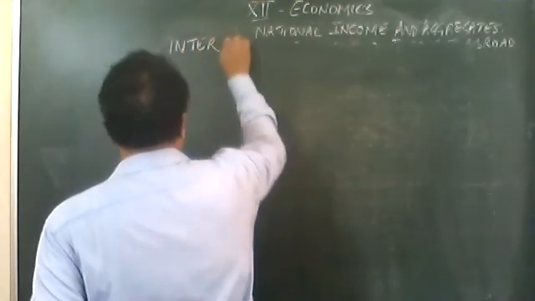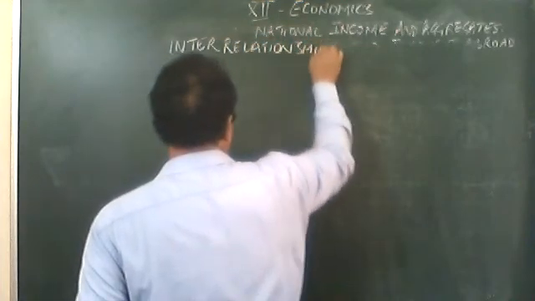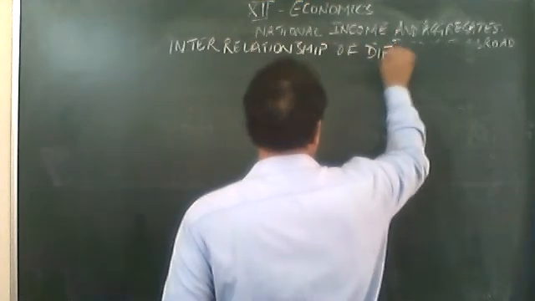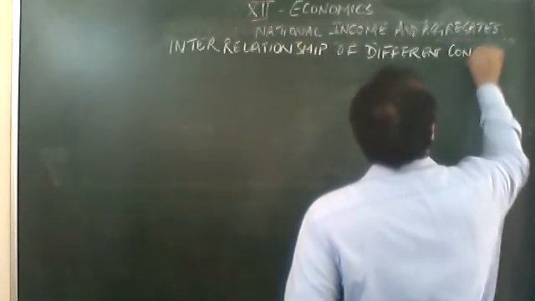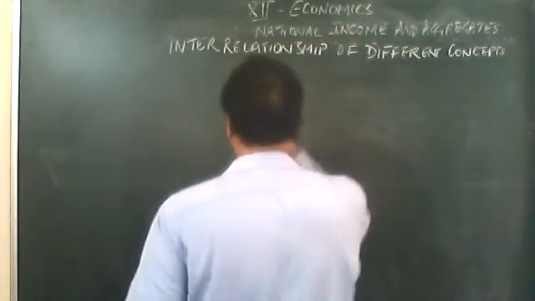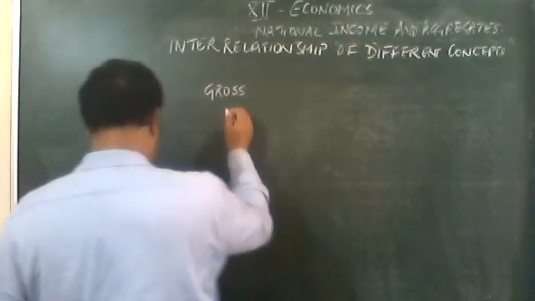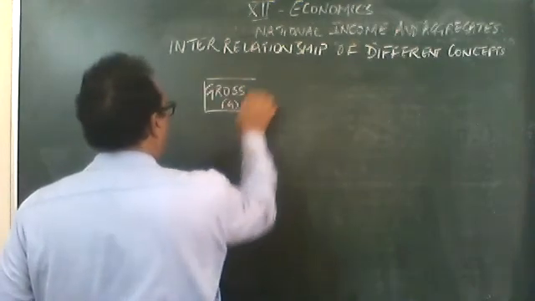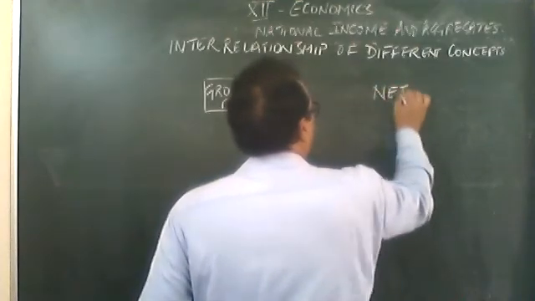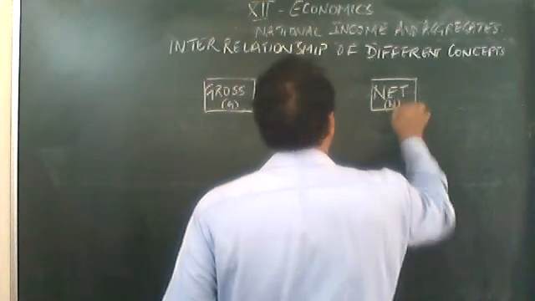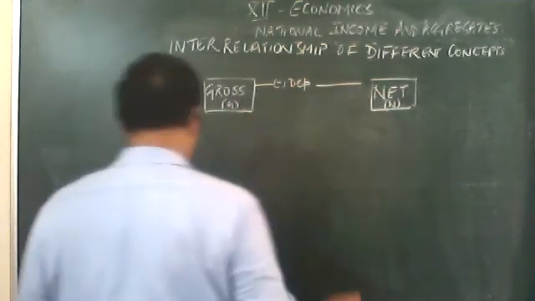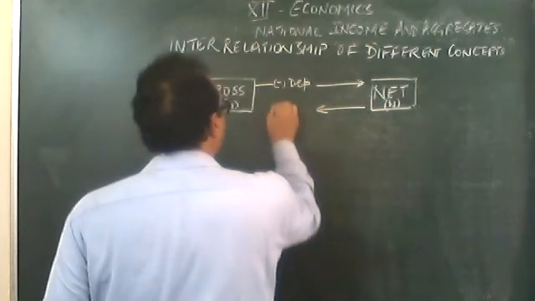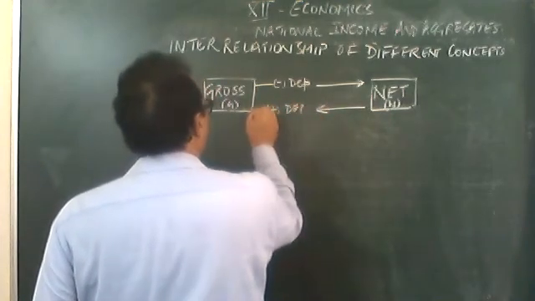Now you will write down interrelationship, R-E-L-A-T-I-O-N, relationship of different concepts. This is gross, this is net. When we minus depreciation, we will get net. When we add depreciation to net, we will get gross.